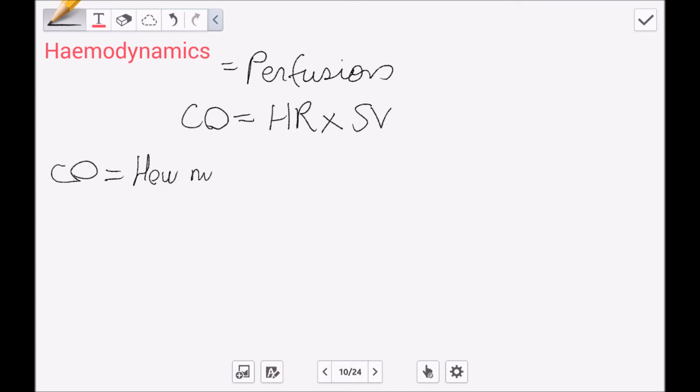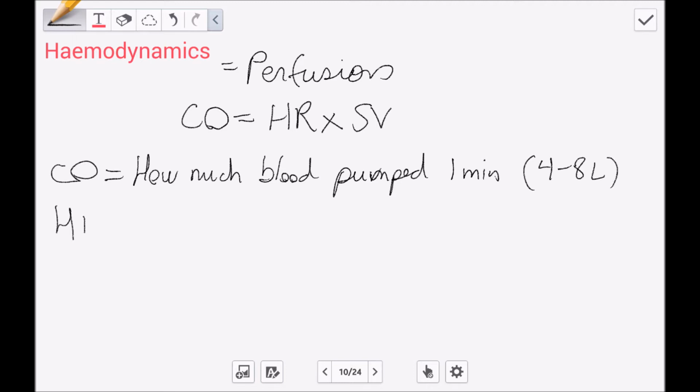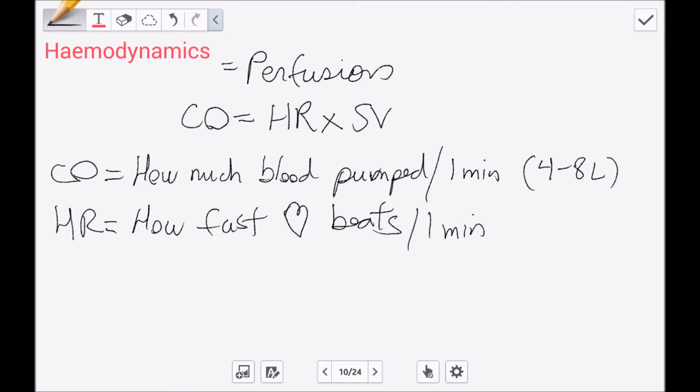So how much blood is pumped in 1 minute, and it's usually anywhere between 4 to 8 liters. Heart rate is equal to how fast your heart is beating in 1 minute, right? So how fast the heart beats in 1 minute. And in an adult, we're gonna put it 60 to 100 beats per minute, BPM.